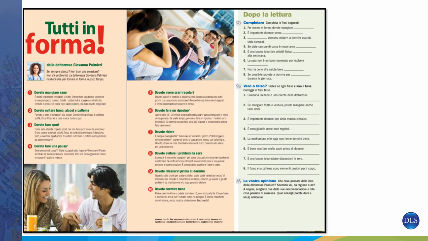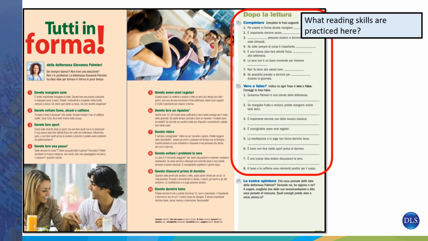And then our last example is from an Italian textbook. You can see this is a lower level text, and you can probably understand the title, which is Stay in Shape, which you could probably also guess from the pictures. So let's take a look at what the textbook has here for activities. We can see there are two reading activities over here on the right-hand side. And we want to know what reading skills are practiced here.